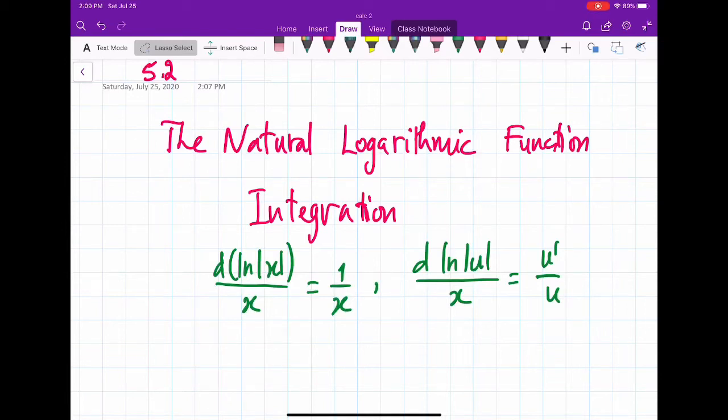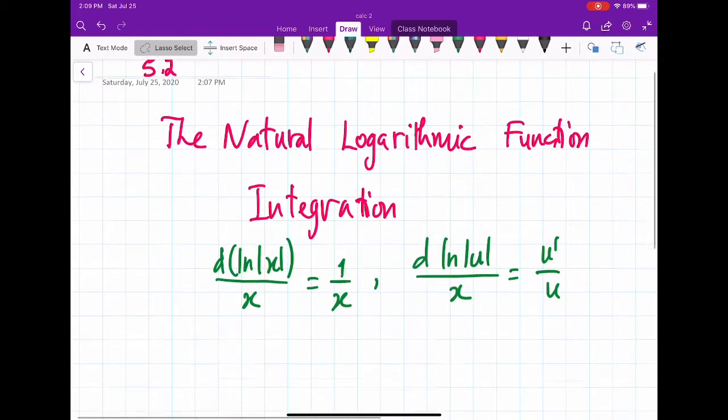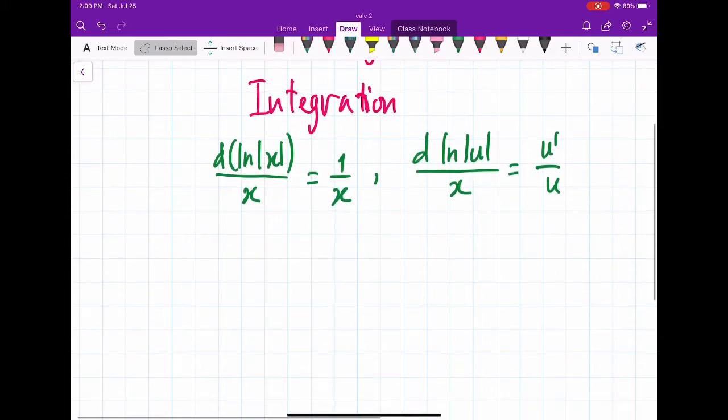Hello. In the previous video, we studied the natural logarithmic function, differentiation, definition of such function, and the number e. We know how to apply rules or properties of such function to find derivative. Today, we'll study integration. But before that, let's recall two formulas on differentiation.